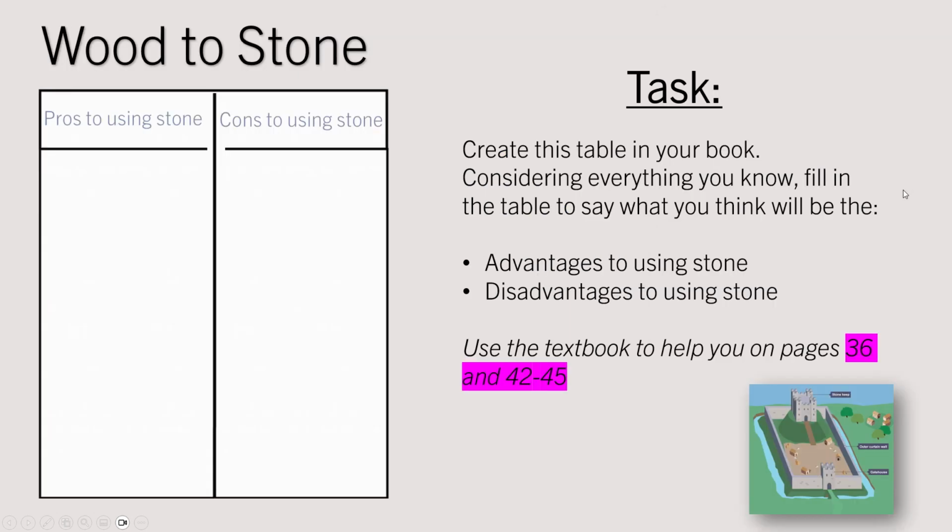So tasks for them: pros to using stone, cons to using stone. Creating this table in their book. They can use the textbook to support their learning. Obviously it's up to you whether you do that or not. This is obviously a good way to keep them on that correct pathway, though, to kind of putting the right things in there, because year 7 can put all sorts of wonderful imaginative things in here, and obviously it's very hard for them to detach modern day reasons for certain architectures from medieval times, so the textbook is there for support.